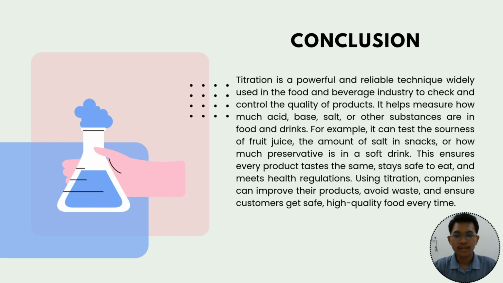This makes sure the food and drink we enjoy are always safe, healthy, and taste the same every time. It also helps companies follow health rules and avoid mistakes. For example, if something is too salty or has too much acid, titration can help fix it. By using titration, companies can make better decisions, reduce waste, and keep their customers happy and safe.